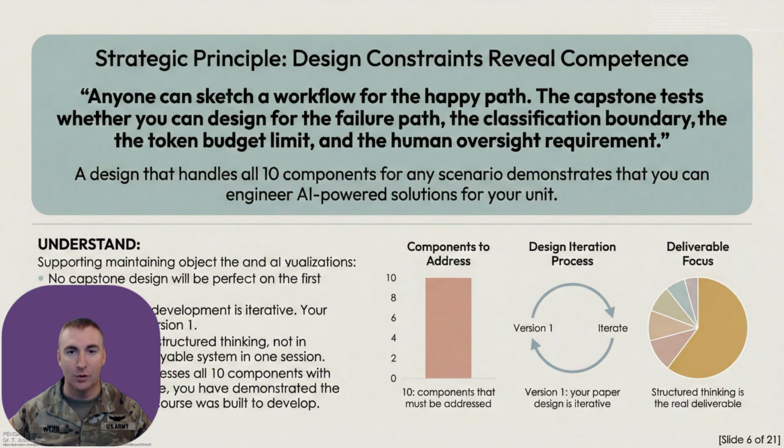Anyone can sketch a workflow for the happy path. The capstone tests whether you can design for the failure path. Classification boundaries, token budget limits, human oversight requirements. And here is the honest truth. No first design is perfect. Real automation is iterative. Your paper design is version 1. The value is in the structured thinking. If your design addresses all 10 components with defensible rationale, you have demonstrated exactly the competence this course was built to develop. But real military solutions rarely live on a single platform.